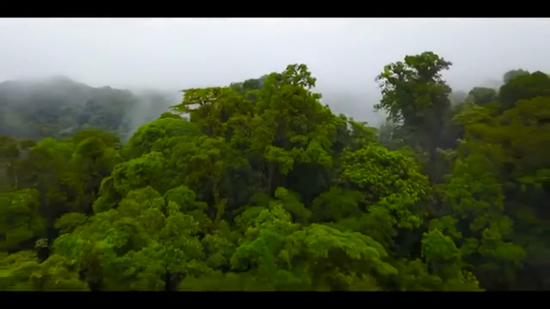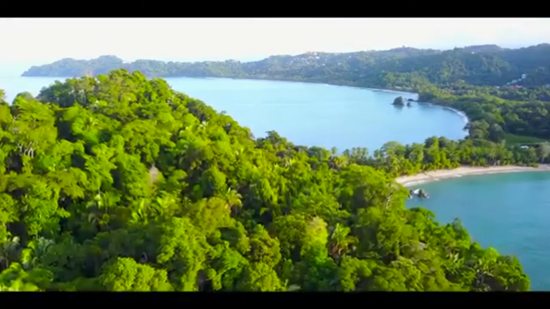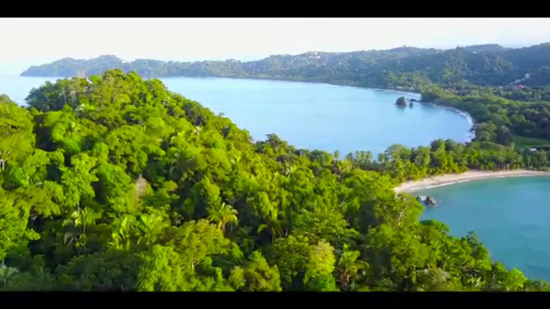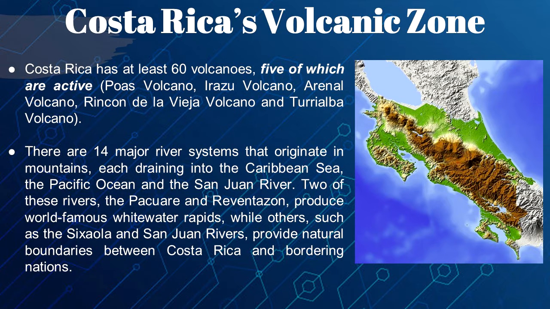In the next slide, we can see Costa Rica's diverse landscape. They have 5% of the world's biodiversity and 25% of the country is made up of protected national parks, the highest percentage of any country in the world. The gray area, which is cloud forest, is occupied by volcanoes. Costa Rica has at least 60 volcanoes, 5 of which are active. There are about 14 major river systems.